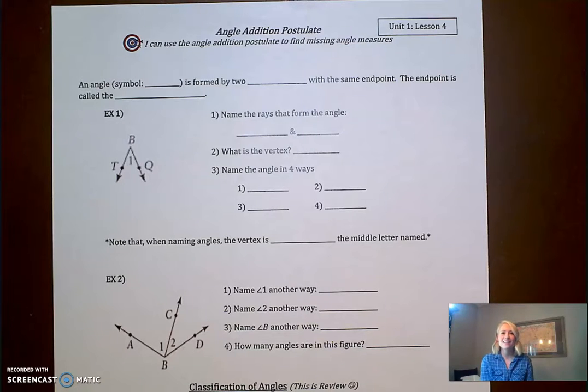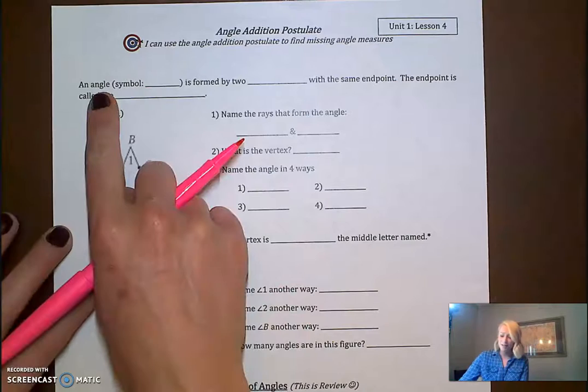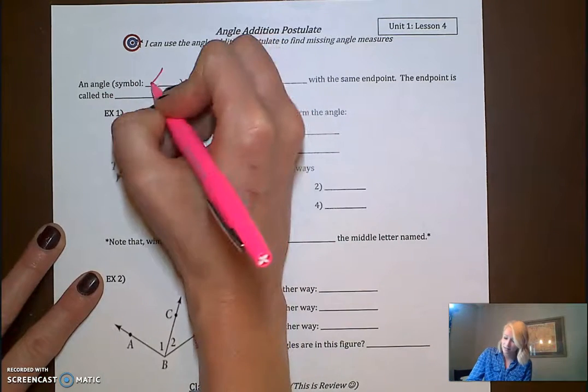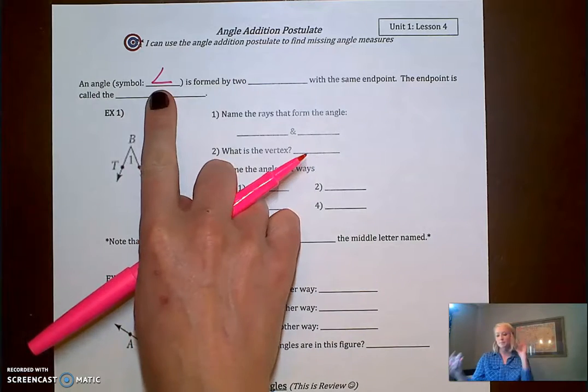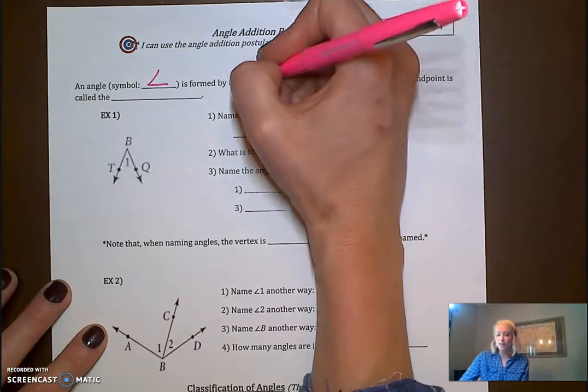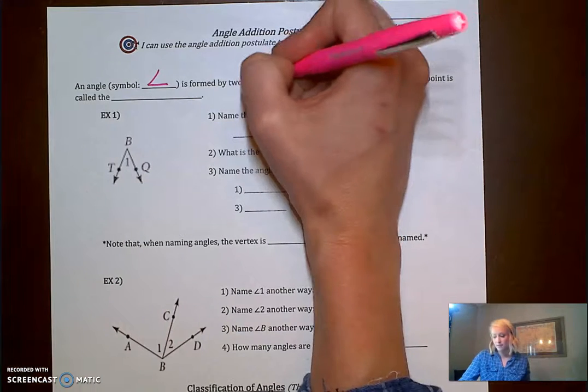Hey everybody, this is lesson 4, the angle addition postulate. Similar to last lesson, instead of segments though, we're looking at angles. So let's get started. An angle, and there's a symbol for angle. It kind of looks like the less than symbol, but it's a little bit more slanted. That's the symbol. An angle is formed by two rays.